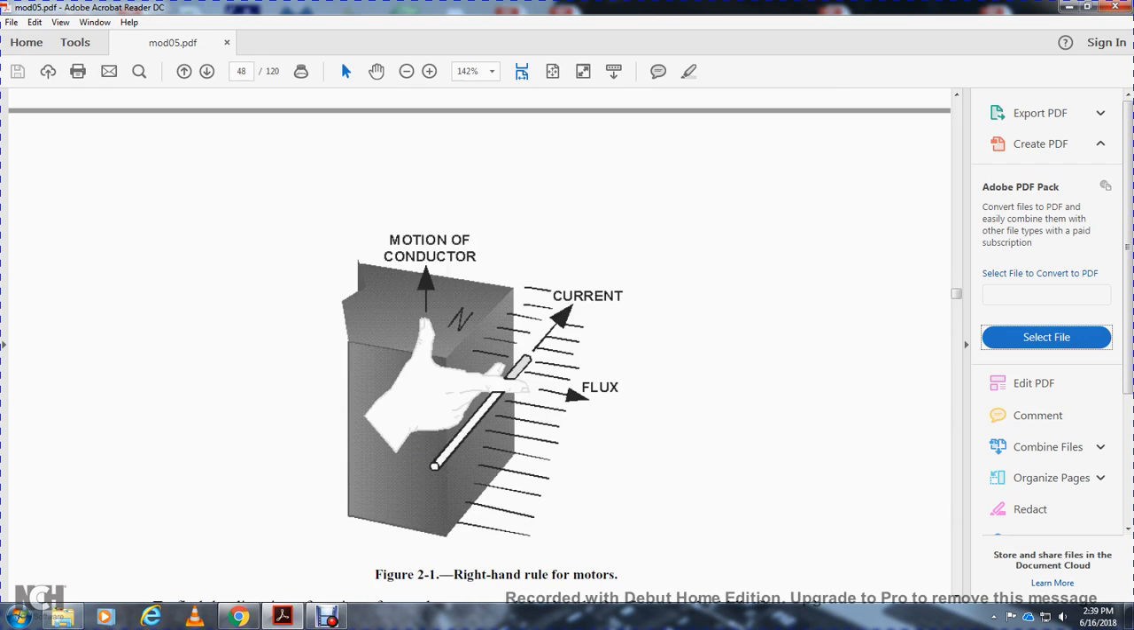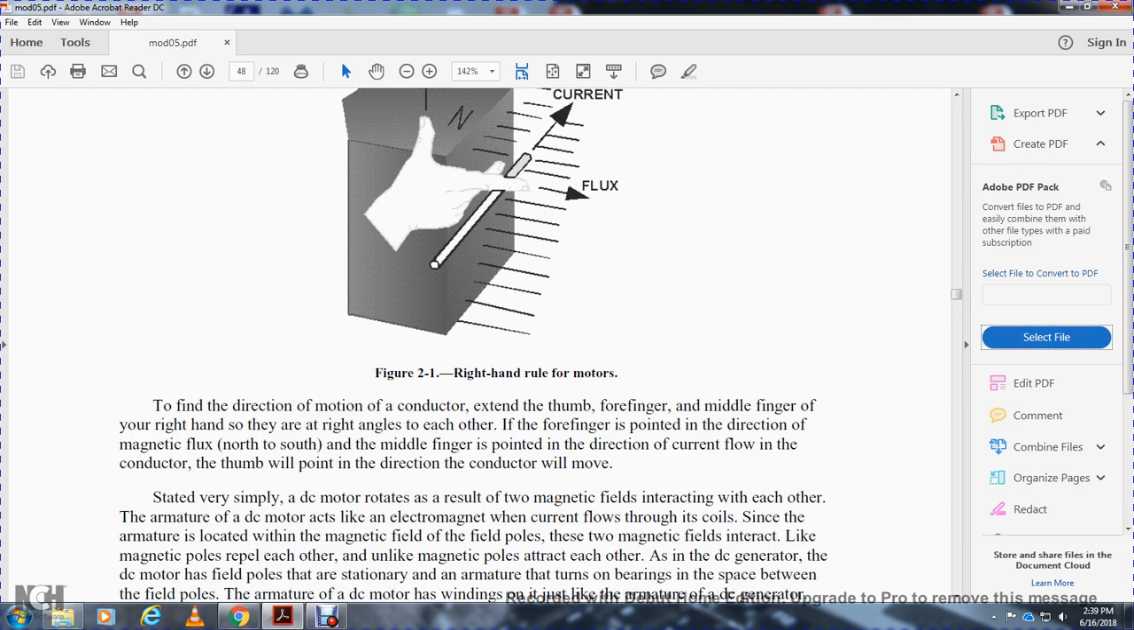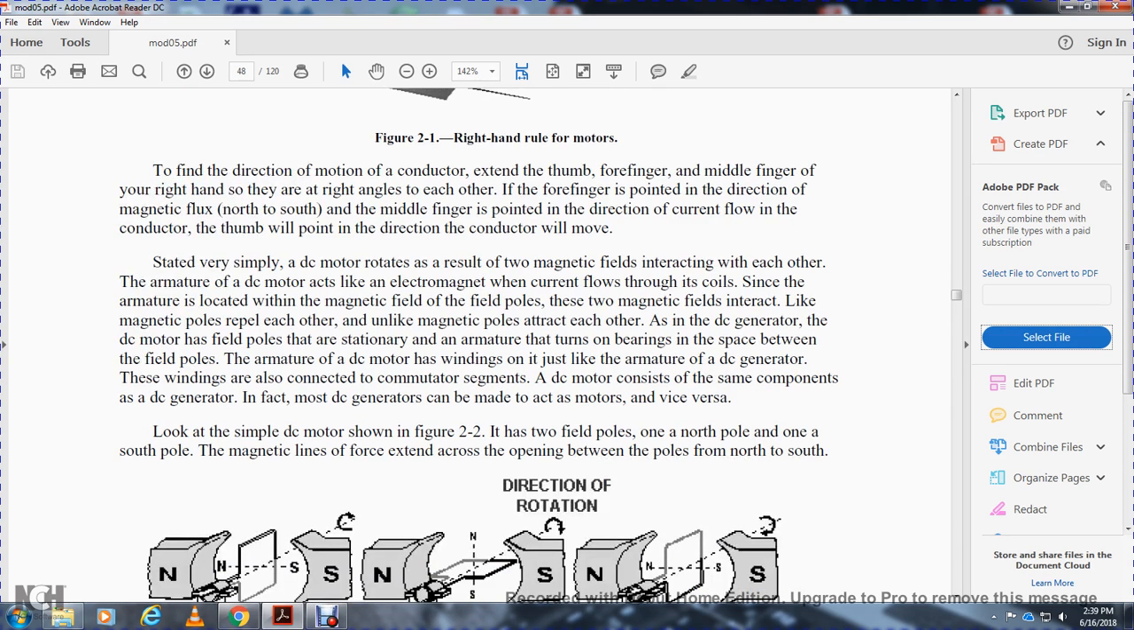Figure 2.1 shows the right-hand rule for motors: the motion of the conductor, current, and flux. To determine the direction of the motion of the conductor, extend the thumb, forefinger, and middle finger of the right hand so that they are at right angles to each other. The forefinger points in the direction of the magnetic flux, north to south. The middle finger points in the direction of the current flow in the conductor. The thumb will then point in the direction in which the conductor will move.